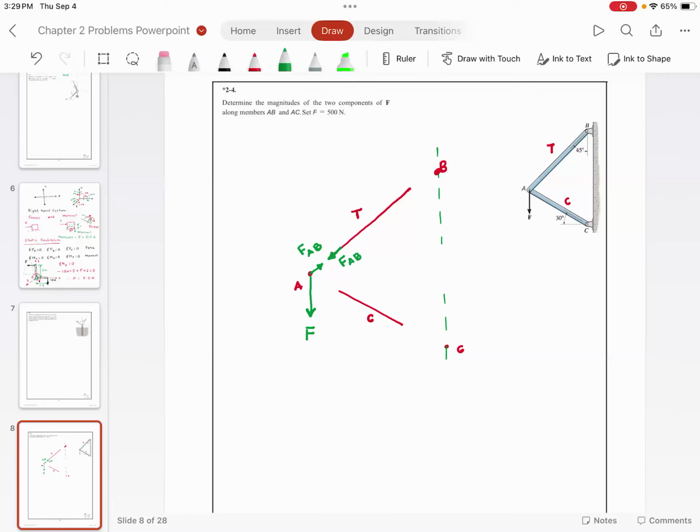Now this AB member is also in equilibrium. It means the forces on the member AB needs to be in equilibrium. Note, joint is in equilibrium, each member is in equilibrium. So if I were to look at the member equilibrium, then it's going to have force like this and force like this. Similarly, if you look at the force BC, it's going to be something like this.